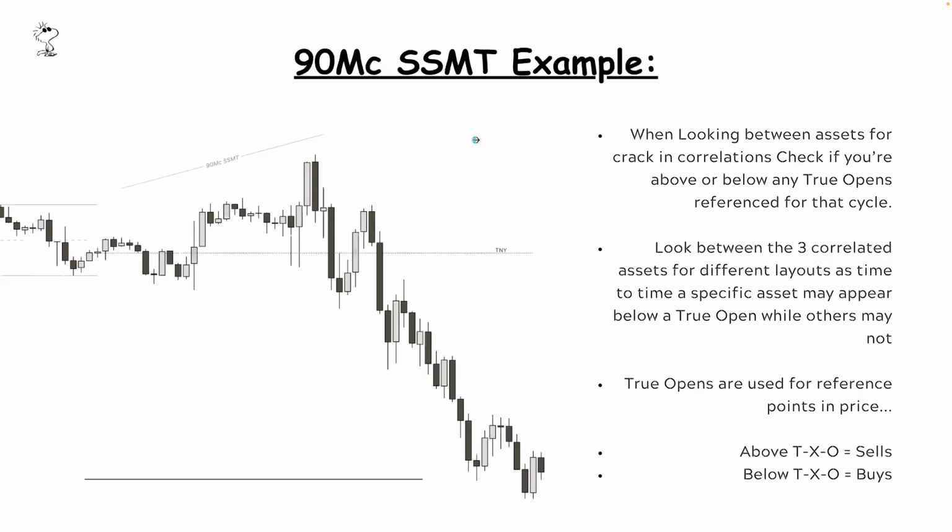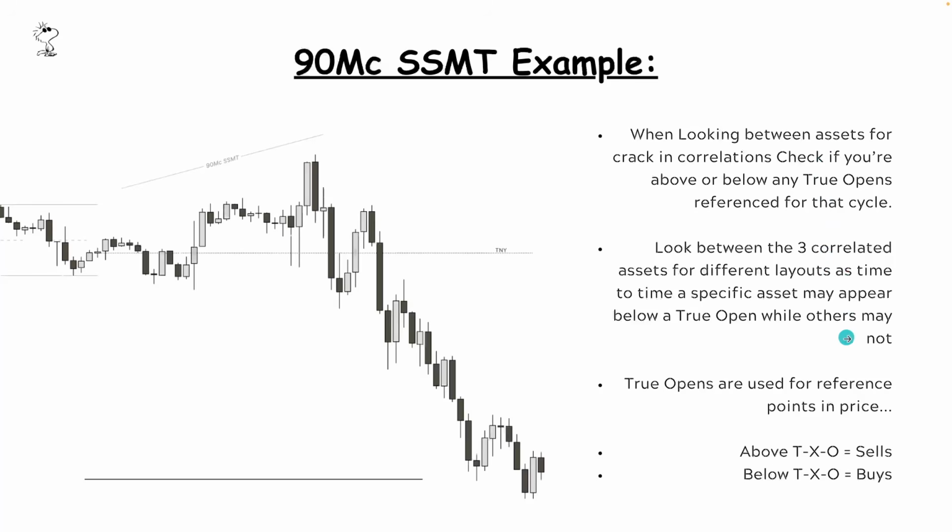Let's break down an example of true opens with cycle alignment. 90-minute cycle SSMT example. Now, 90-minute cycles are more considered internal sequentials. Externals are more 15-minute DCs or higher. When looking between assets for cracking correlations, a rule of thumb is to check if you're above or below any true opens referenced for that cycle. Look between the three correlated assets for different layouts, as from time to time a specific asset may appear below a true opening while others may not. A lot of the time we can see this as decoupling assets.